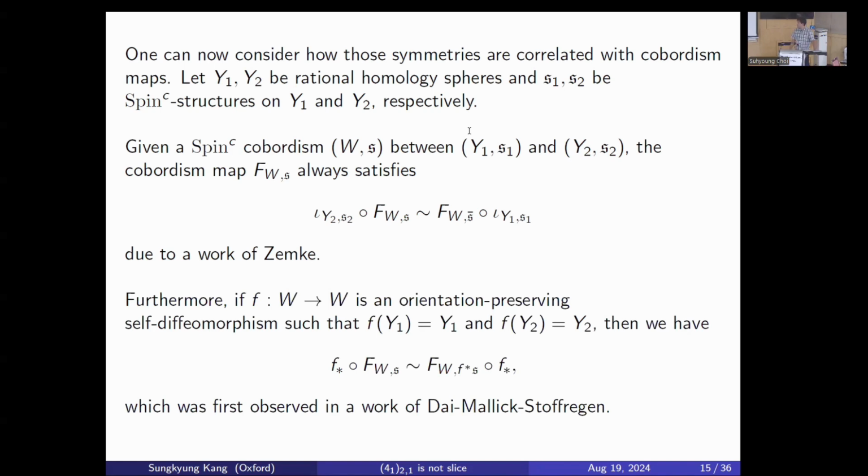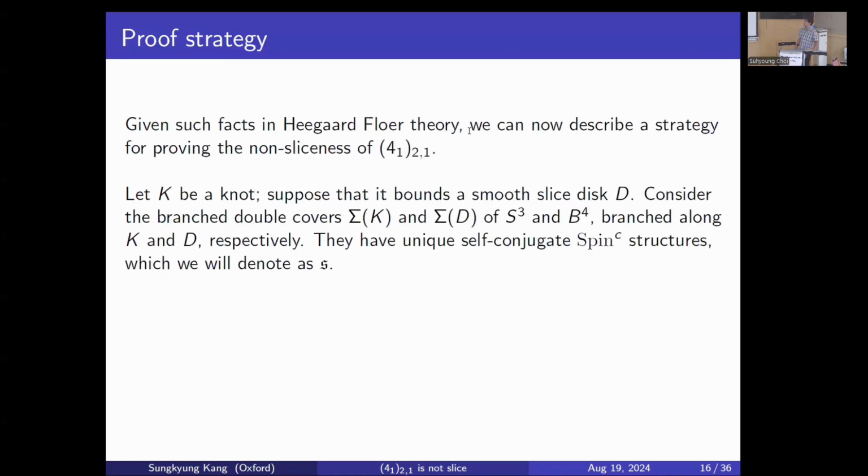Furthermore, you can do the same thing with diffeomorphisms and diffeomorphism maps. If you have an orientation preserving self-diffeomorphism f which fixes each of the two boundaries of W, then you can say the same thing: the cobordism map commutes with the diffeomorphism maps. This is work of Zemke, and also work with Dai, Mallick, and Stoffregen, although the proofs are almost identical. Okay, so given these facts in Heegaard Floer homology, now I will roughly describe an obstructive strategy for proving non-sliceness.